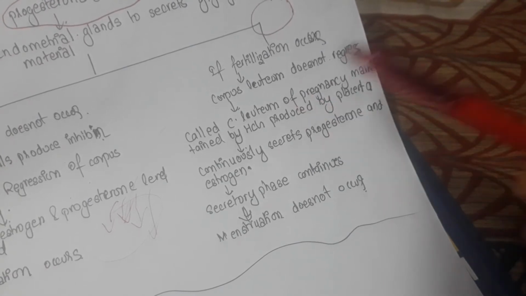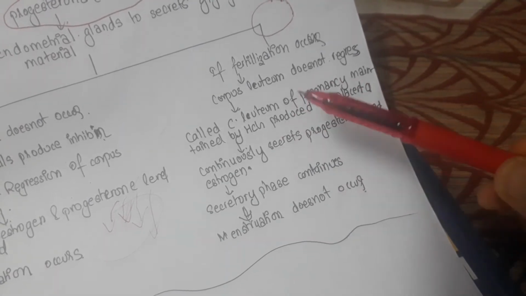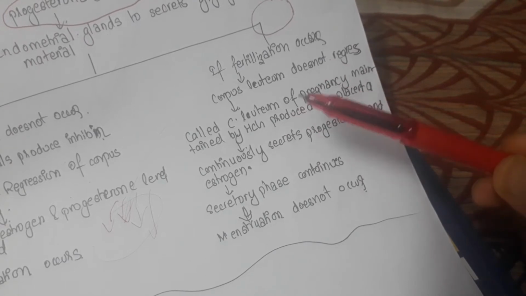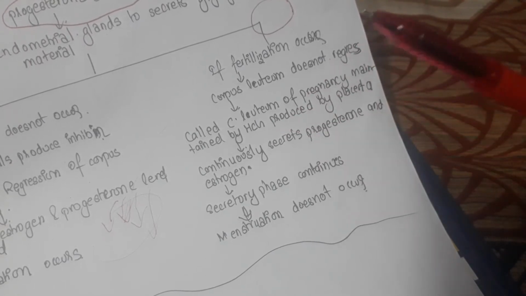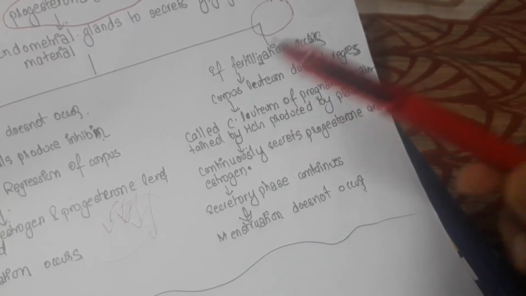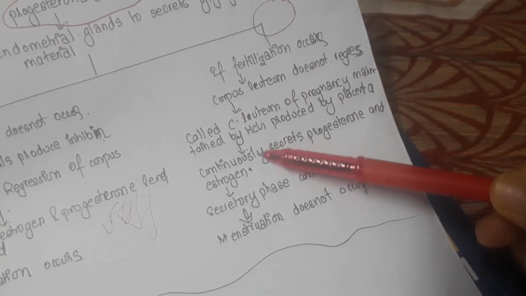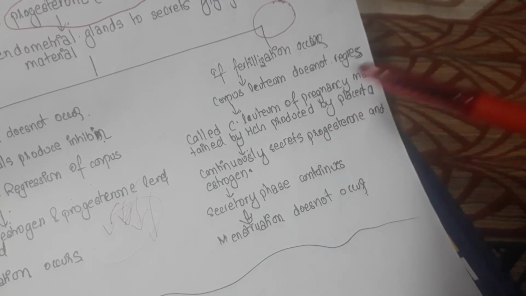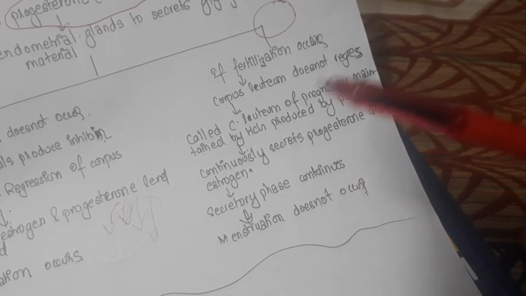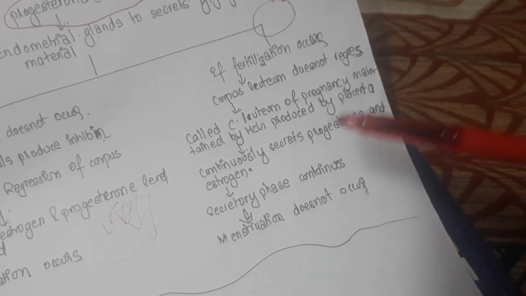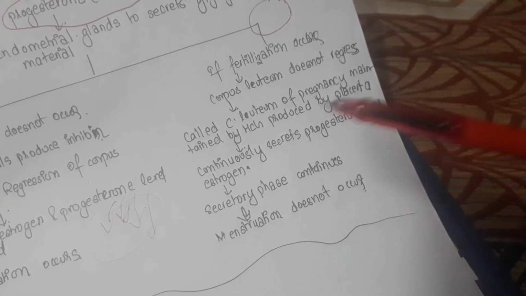Because after the formation of the placenta, the HCG hormone, human chorionic gonadotropin hormone, helps in maintenance of this corpus luteum, known as the corpus luteum of pregnancy, so that it continuously secretes progesterone and estrogen, which helps in continuing the secretory phase, and menstruation does not occur. So this is all.